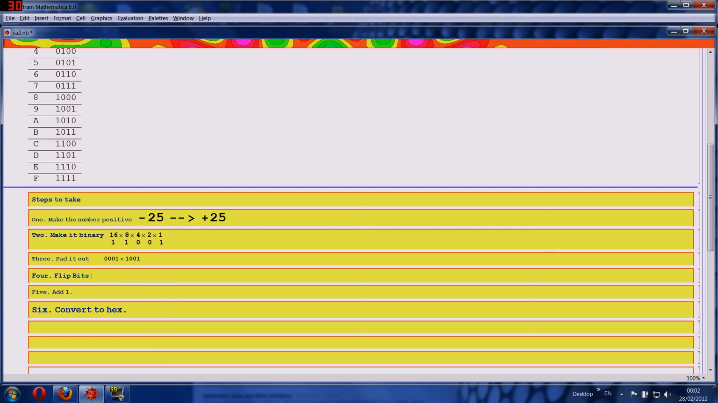And then what we need to do is flip the bits, so we basically just switch them all around. So what are we left with? We're at 1 1 1 0. Remember, if it starts with 1, it's negative. That's 25 in there, but now we need to make it negative, so we're actually describing negative 25 in hex.